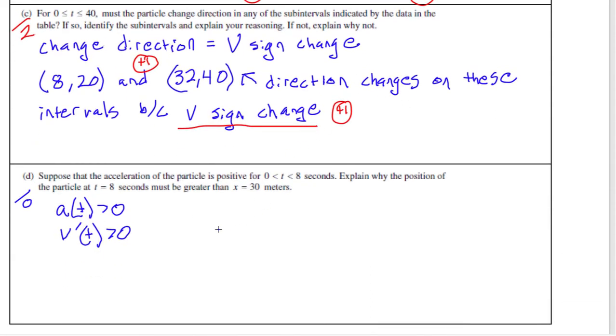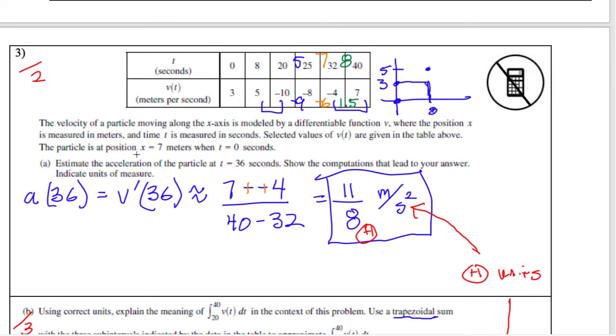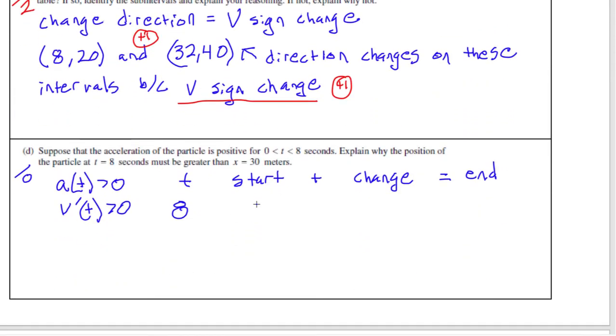The way that I set this up is I'm basically doing a start plus change equals end. So for my time, start plus change equals end. So at time equals 8, my starting value was 7. It tells us that up here. My starting value is 7. So my start is 7, and I'm going to add the worst case scenario here, the integral from 0 to 8 of v of t dt.